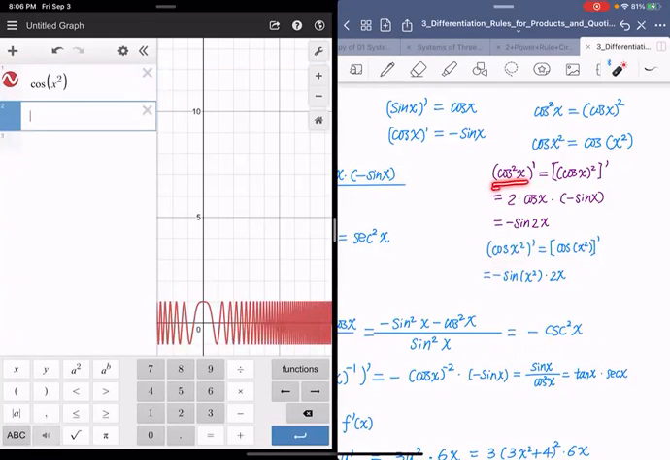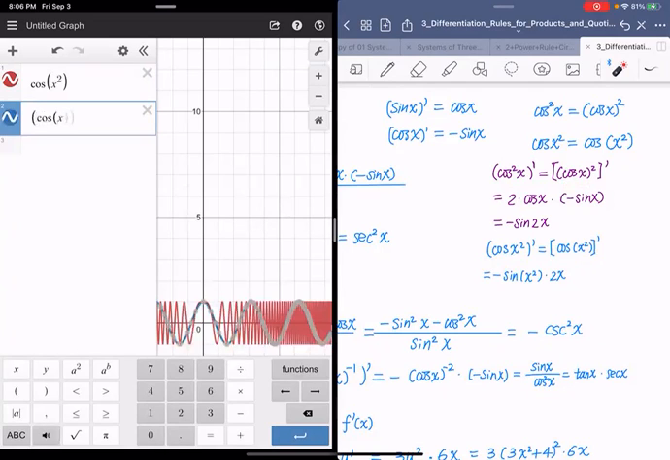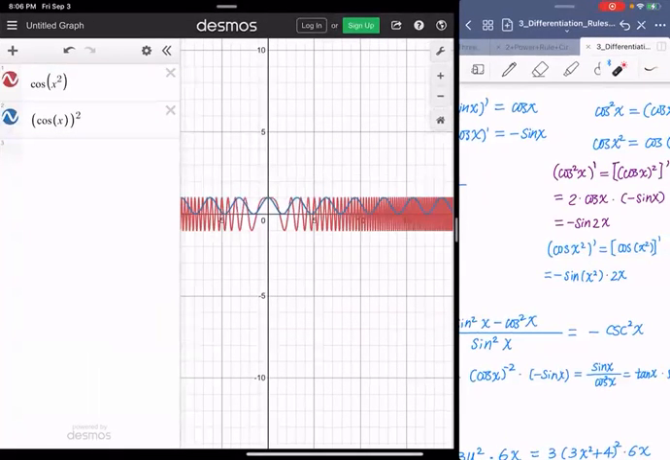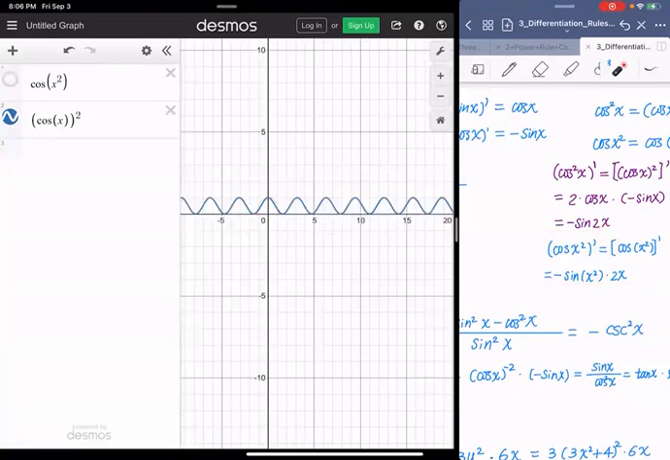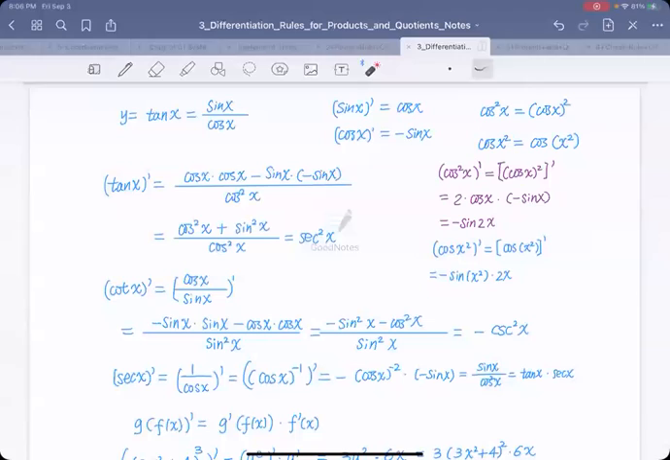If I do cosine square x, in the calculator, they don't allow me to put 2 in the center. So I will do this format. I do a big parenthesis, I do cosine x, and then square. Students, these two are totally different, okay? Don't confuse these two functions. They are totally different, and their derivatives are totally different. Don't confuse. The order matters.